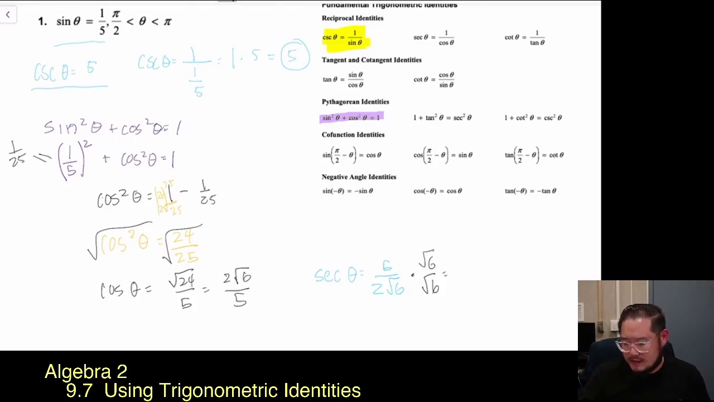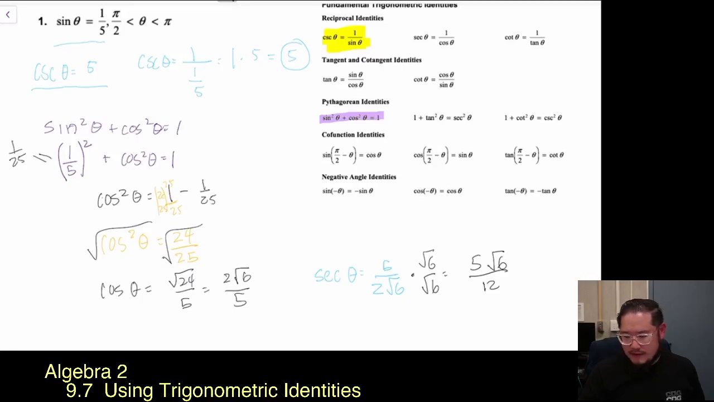So I'll simplify this, and I've got 5 rad 6, and then square root of 6 times square root of 6 is square root of 36, which simplifies down to 6. So 6 times the 2 that's already out there in front is 12. So we now have 5 rad 6, or 5 times rad 6 over 12, and that's secant theta.